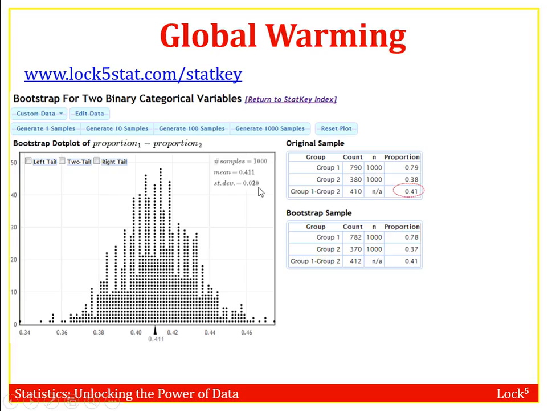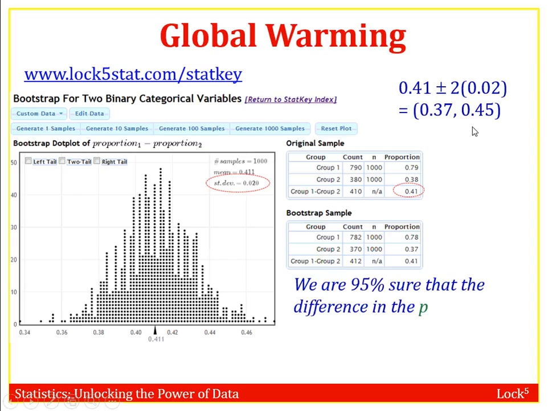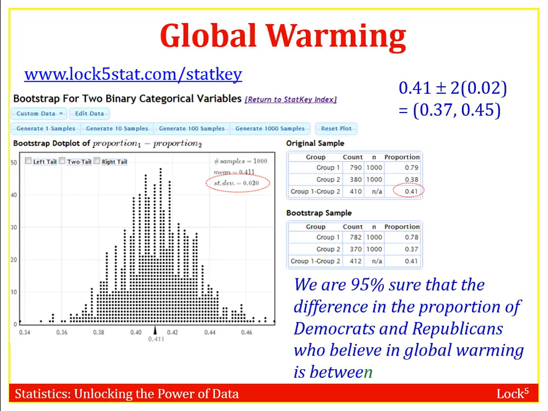So we need to take our statistic from our proportions, and we're looking at the difference in proportion. So you have to take the top proportion minus the bottom proportion. That's where the 0.41 comes from. And we have our standard error. So we take our statistic of 0.41 plus or minus 2, because we were looking at 95%, times our standard error. So we would say we're 95% sure that the difference in proportions of the Democrats and Republicans who believe in global warming is between 0.37 and 0.45.